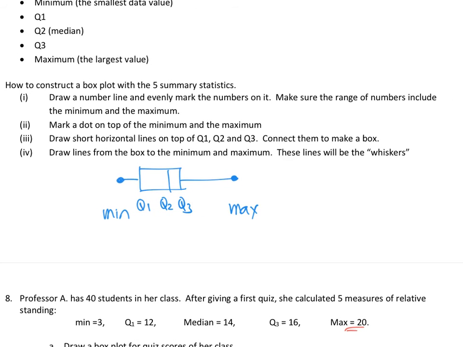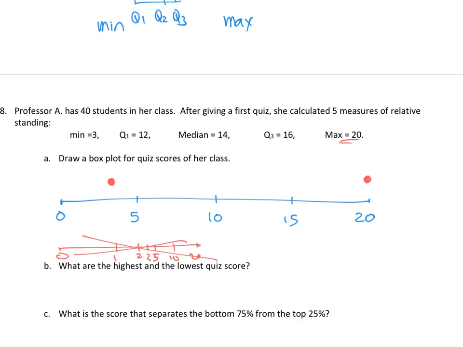It says to draw a short horizontal line on top of Q1, Q2, Q3. Connect that to make a box. So I'm going to do Q1, Q2, Q3. So Q1 is 12, so 12 is somewhere here. And then the median is Q2, so that's 14. And then Q3 is 16, so 16 is about here. So three horizontal bars, and then I'm going to just connect them together to make a little box. That's why it's called a box plot.